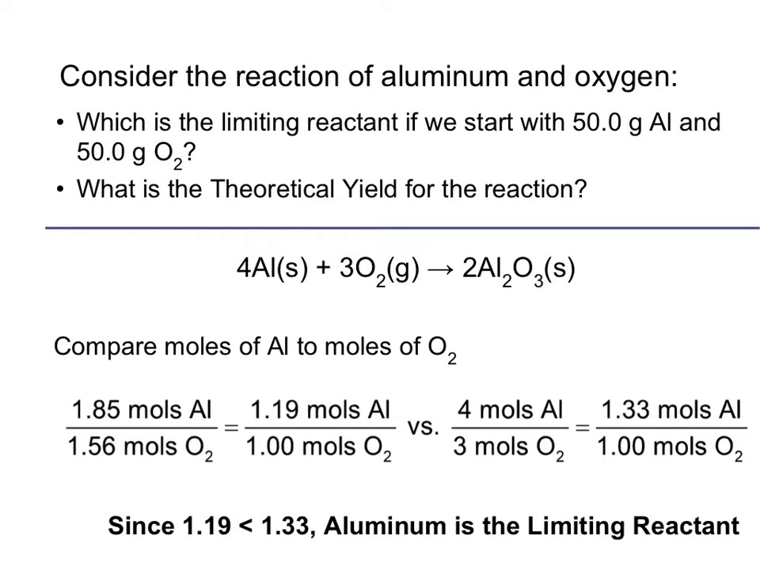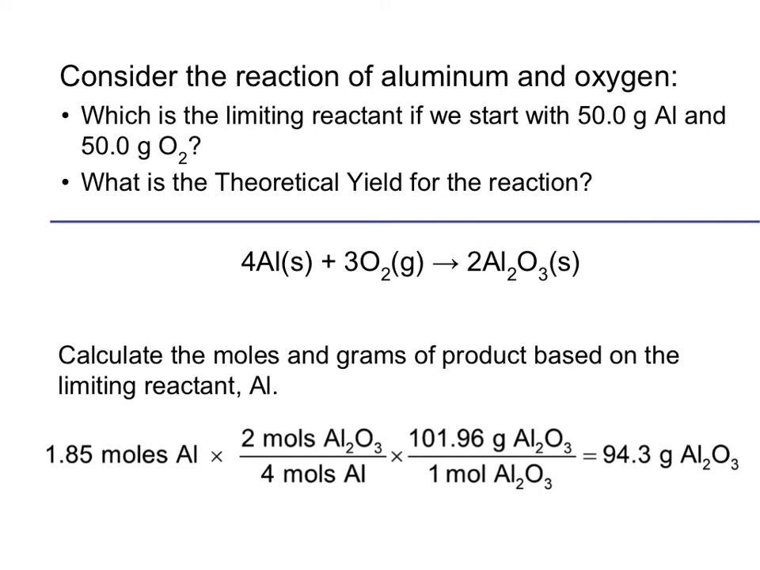And so what we can do from there is we know that we're going to have 1.85 moles of aluminum to start. And so then we simply calculate the rest of the reaction based on that starting amount of aluminum. So we have our stoichiometric ratio of aluminum oxide to aluminum, and then our molar mass of aluminum oxide, for a final amount formed of aluminum oxide of 94.3 grams.